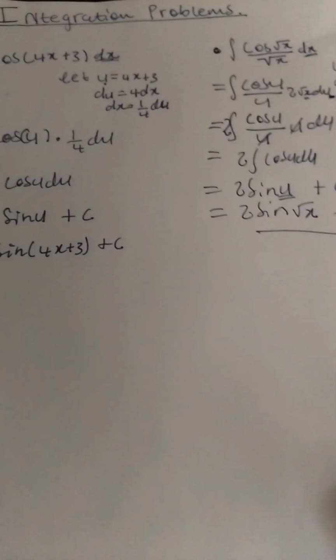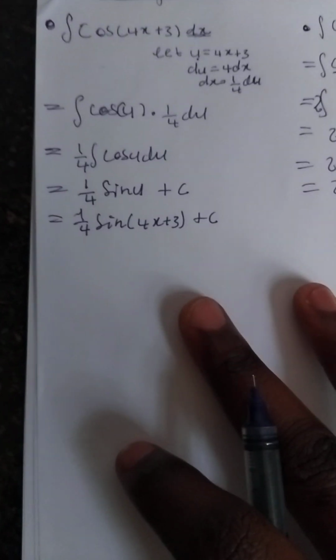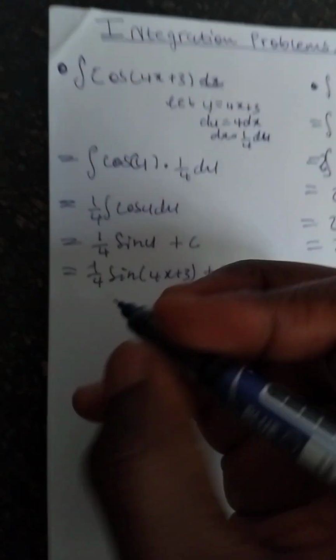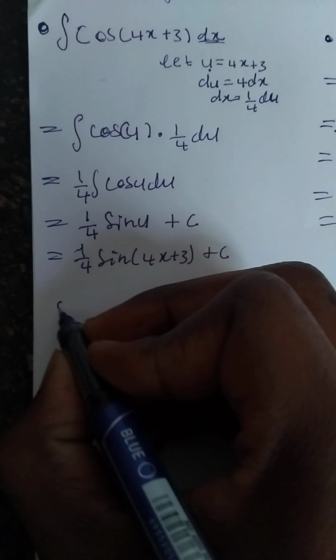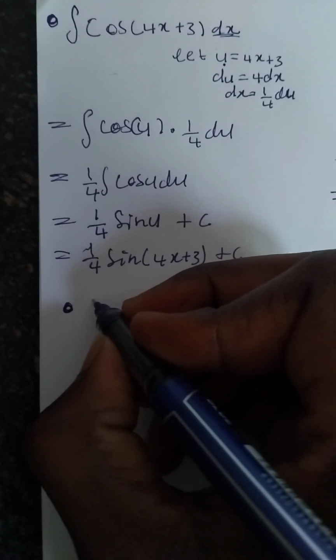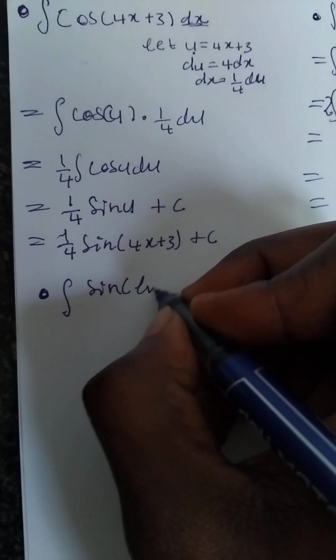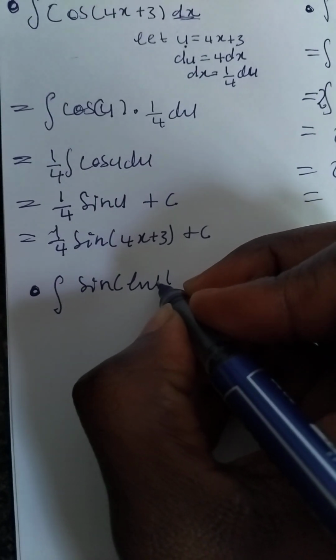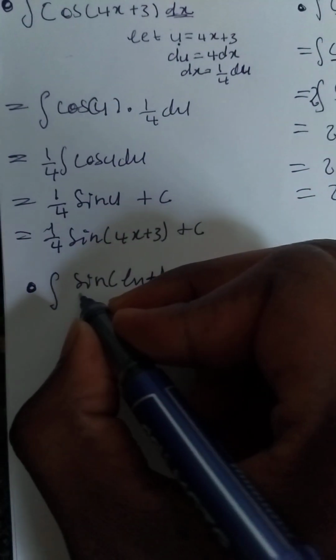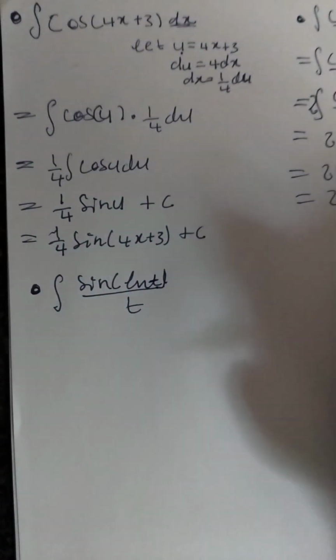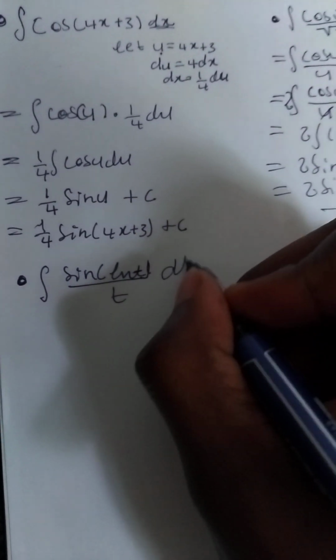Okay, so let's look at more problems that relate to u substitution before we move on to integration by parts. Let's suppose you have the integral of sin(ln t) divided by t dt.